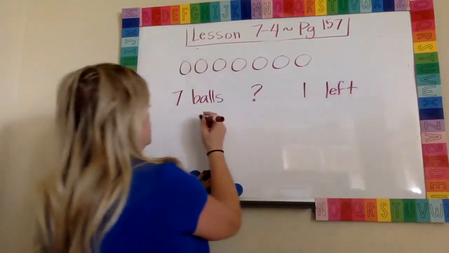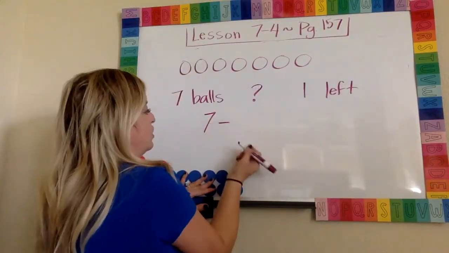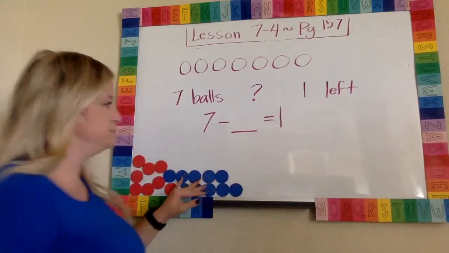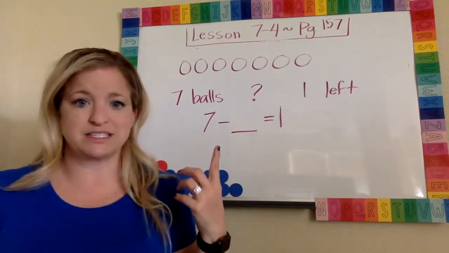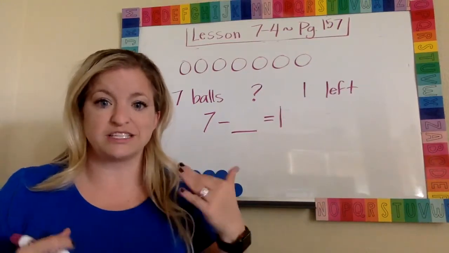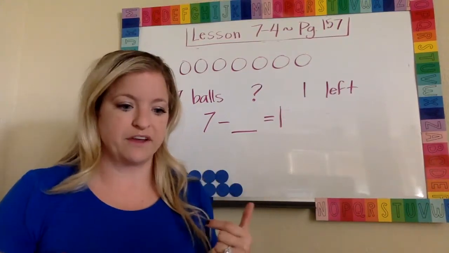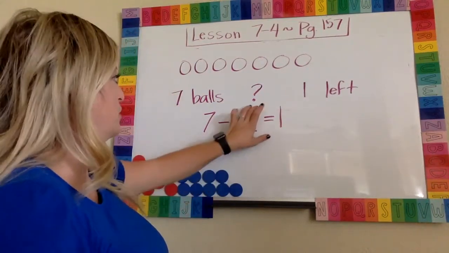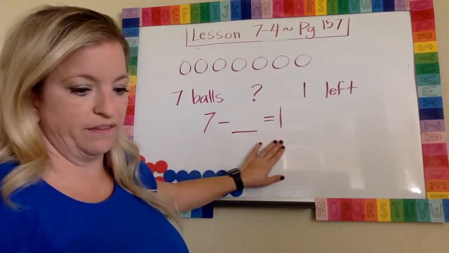So what this looks like is you have 7 balls. Some roll away. We don't know. But now I only have 1 left. Again, if you know right away what this is, awesome. What we're working on is our strategy. How did we get there? So it's going to be 7 minus, we don't know how many rolled away, and now we have 1 left.